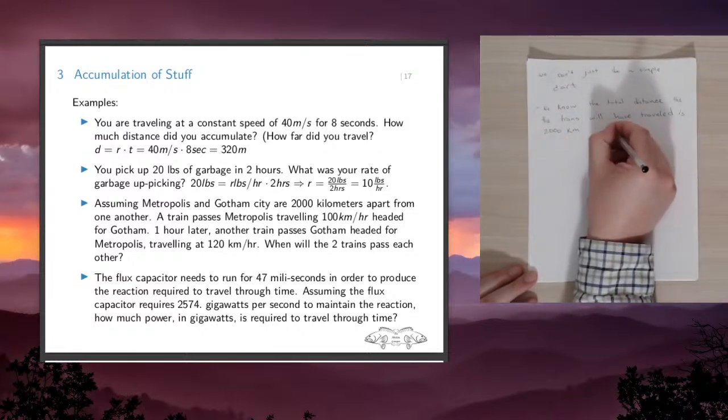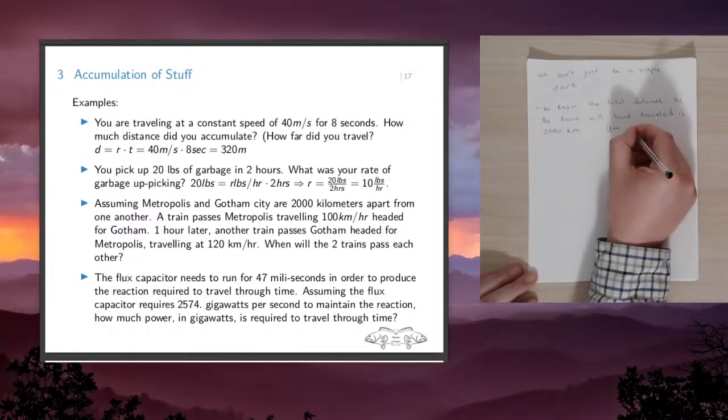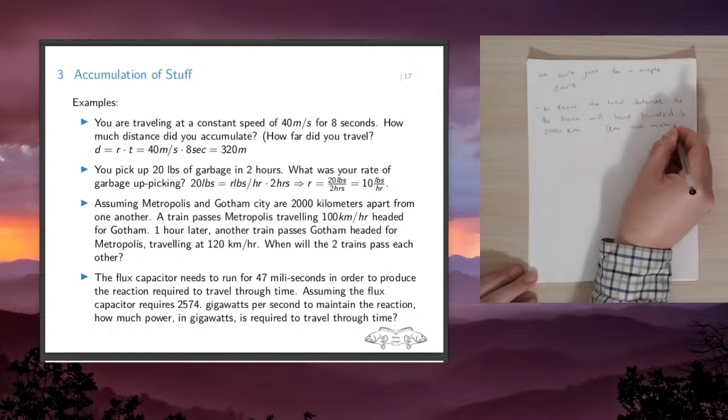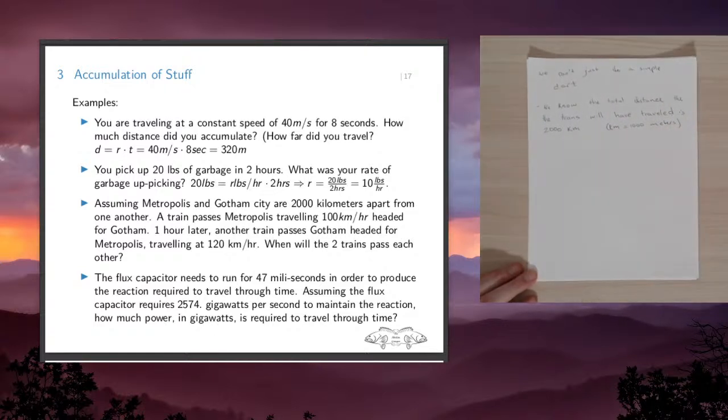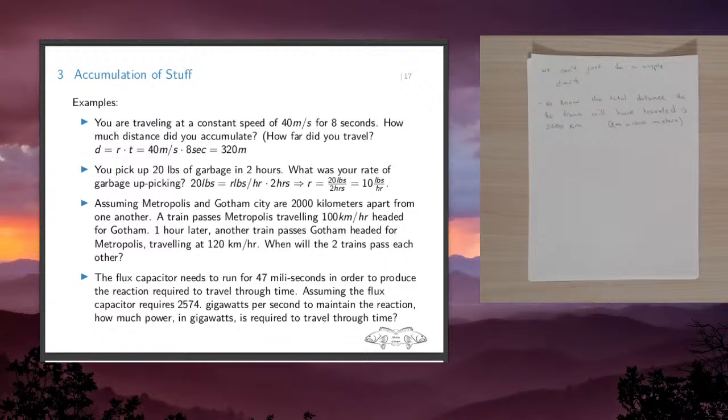A kilometer, in case the metric system is new to you, is 1,000 meters. This is the beautiful thing about the metric system. You don't have to know numbers like 5,280 or 12 or whatever. You just move a decimal around. So this is like 2 million meters, I suppose. But anyway, who cares?